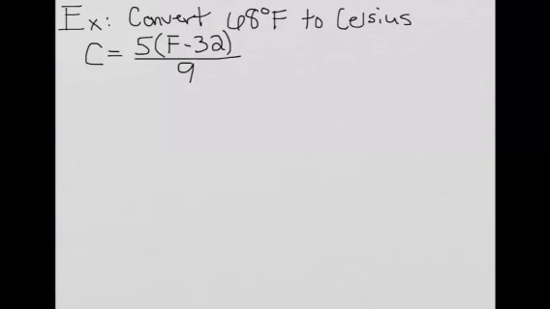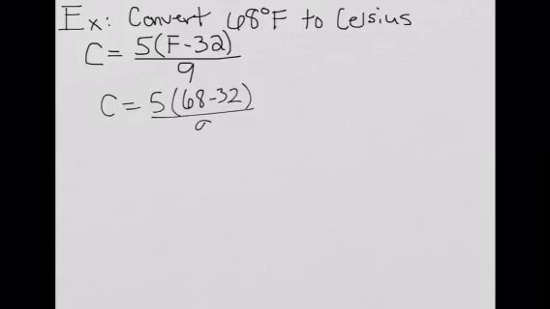All right, guys. So in this problem, we want to convert 68 degrees Fahrenheit to Celsius. So we're going to use the second formula that was in the chart. Celsius is equal to 5 times your Fahrenheit degrees minus 32, all that divided by 9. So all we have to do is take our 68 and plug it in for F, and then we just solve. So we get 5 times F minus 32, well, that's 68 minus 32, all over 9.